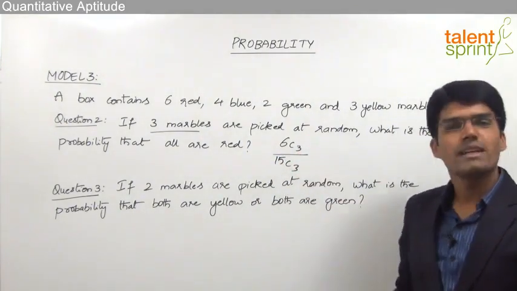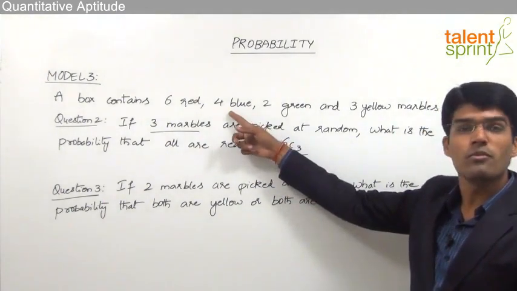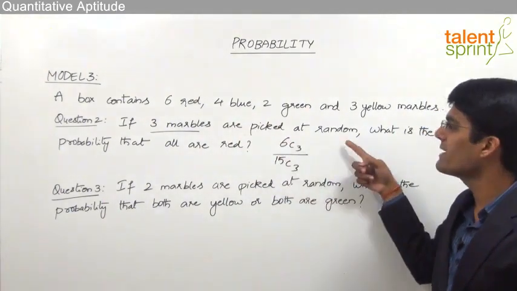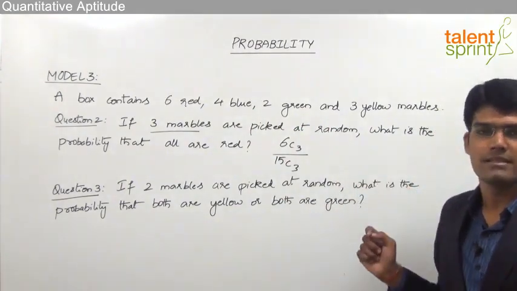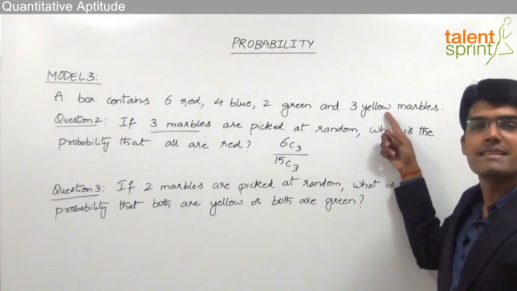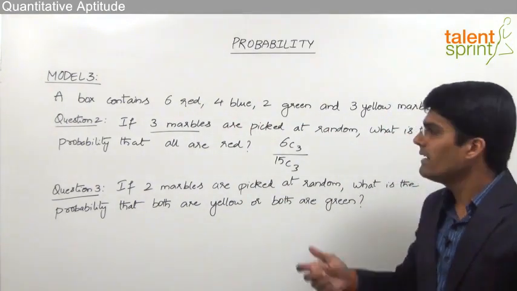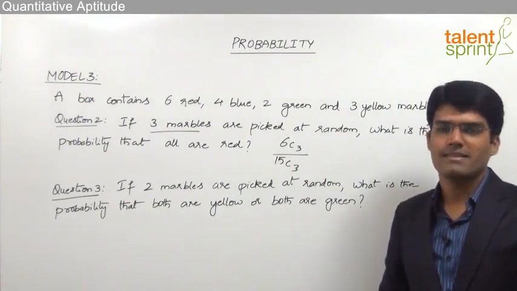Likewise, the question may say that all 3 marbles have to be blue. So there we need to select all the 3 marbles from 4 blue marbles. So there the answer can be taken as 4C3 by 15C3. Or it can say that all 3 have to be yellow. So we can take it as 3C3 by 15C3. So depending on what type of marbles have to be selected, the questions on probability can be answered here.